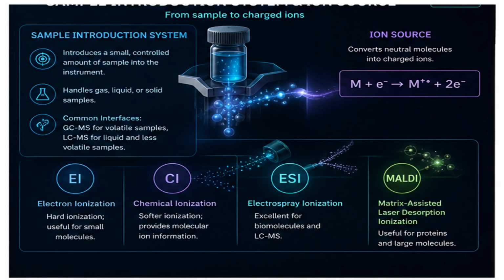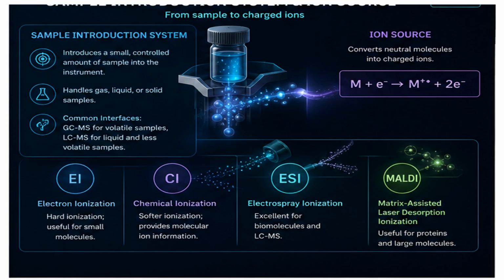Now we move to one of the most important parts of mass spectrometry, the sample introduction system and ion source. The sample introduction system is responsible for bringing a small and controlled amount of sample into the instrument. This is very important because too much sample can disturb the analysis, while too little sample may not give a clear signal. The sample can be present in different forms, such as gas, liquid, or solid.